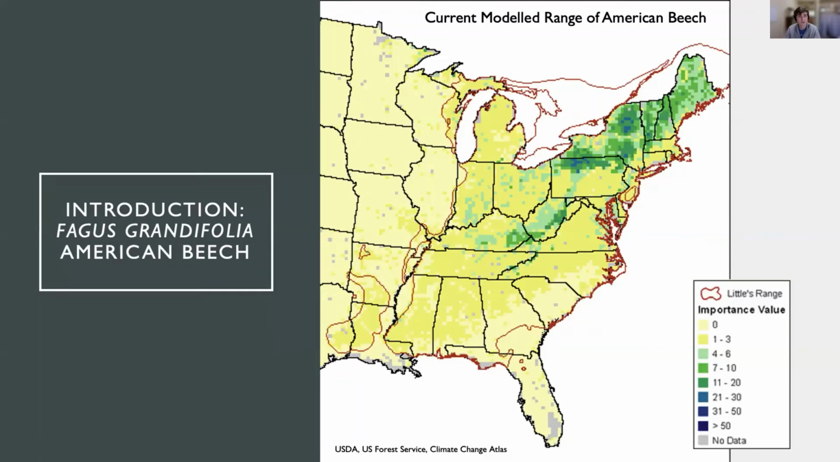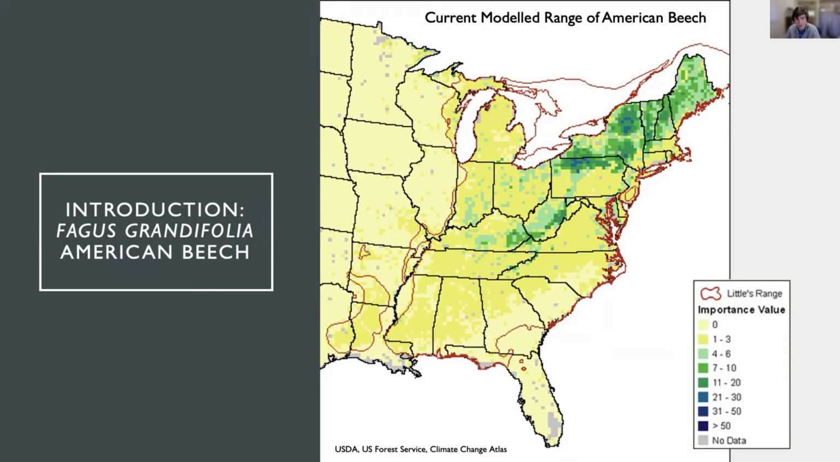So first, a little introduction about beech. Beech is a deciduous hardwood tree native to the eastern United States and southeastern Canada. It has a pretty wide range, you can see on this map here, but most of its higher importance values, where it has high basal area and high density, are in these northeastern hardwood forests, those green and blue values on the map there. And that is where it is most important.